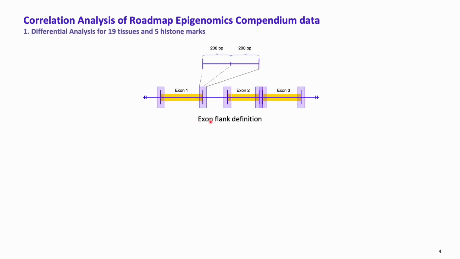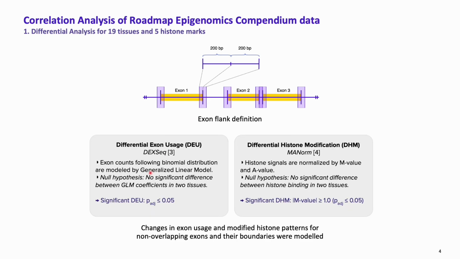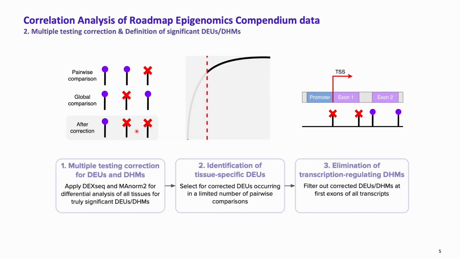First of all, we define exon flanks, which are the regions around the splice sites of an exon. This is the region where histone modification is annotated, a stretch of around 200 base pairs up and downstream from the splice site. After that, we perform differential exon usage, DEU, using DEXSeq and filter the DEU events using an adjusted p-value of less than 0.05. Simultaneously, we perform differential histone modification with NormR and also filter the DHM events using the M value and the p-value. Since the number of pairwise comparisons was really large across 19 samples, we had to perform multiple testing correction. After that, we filter out the DEU that happened in more than 90% of the pairwise comparisons.